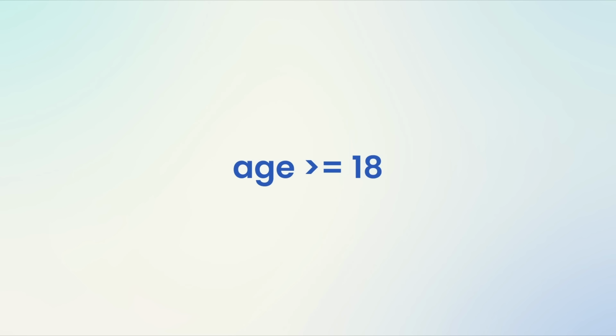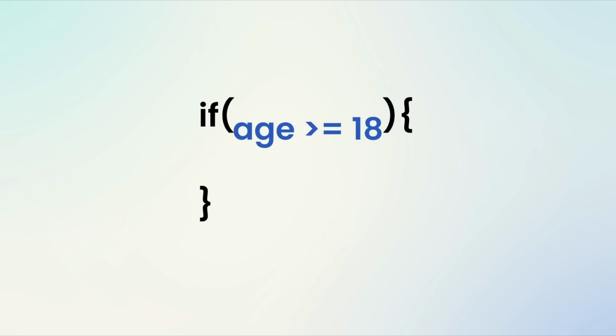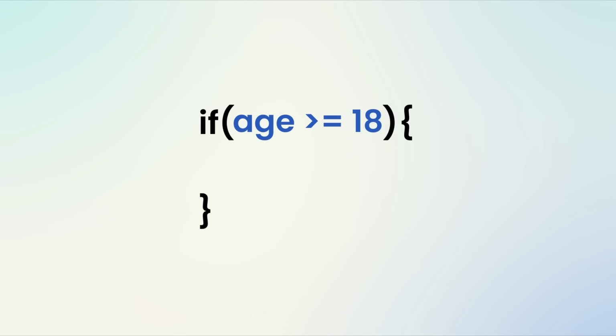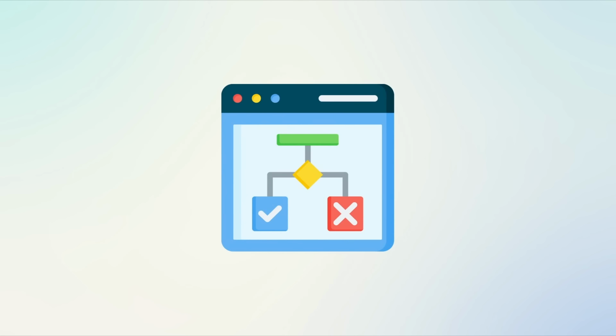Welcome back. Now that we have learned about comparisons, you might be wondering, what's the point? The point is that we can use these comparisons in conditional statements, like if statements. If statements are a fundamental concept in programming, because they allow us to make decisions in our code. They give our programs the power to adapt and respond to various scenarios.